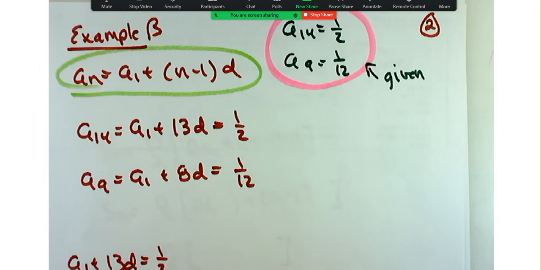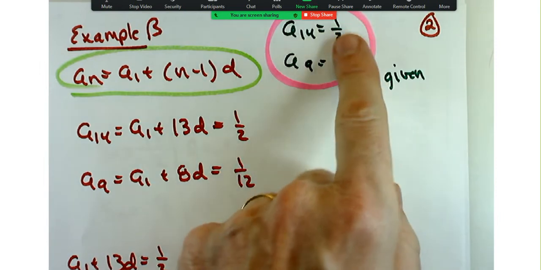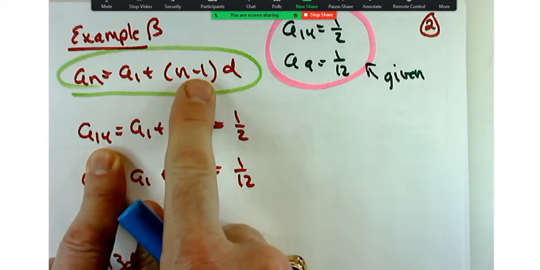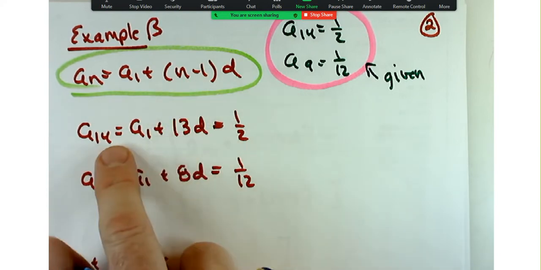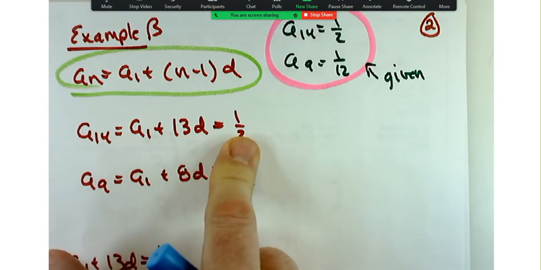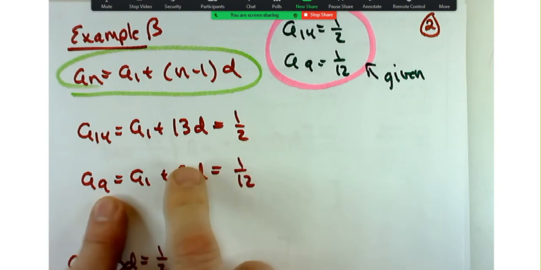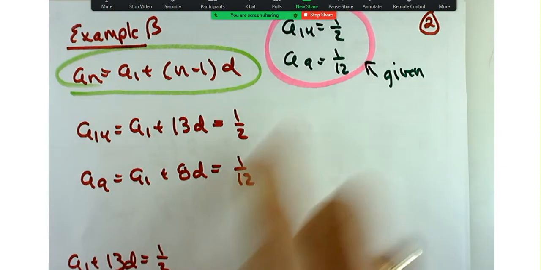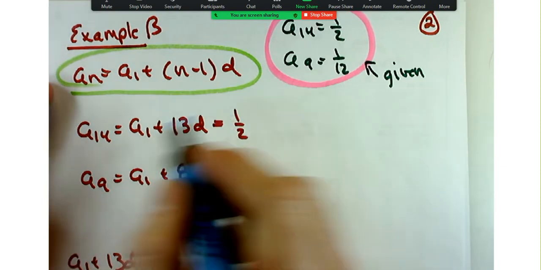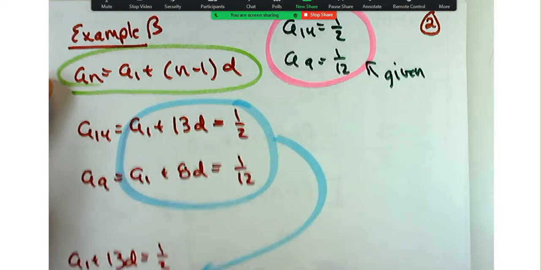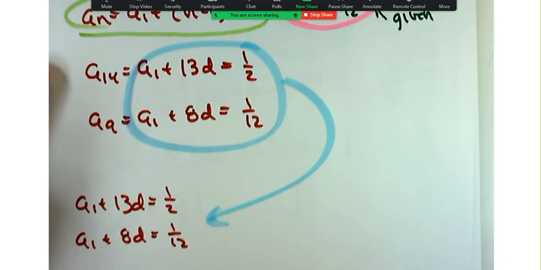That means if I plug in the 14th term, 14 minus 1 is 13, I get a sub 14 is a sub 1 plus 13 times d, and that's 1/2. I can do the same thing with a sub 9. Notice that it gives me 8 times d, my common difference, and that's 1/12 there. It's these two that we have to solve as a system of equations.